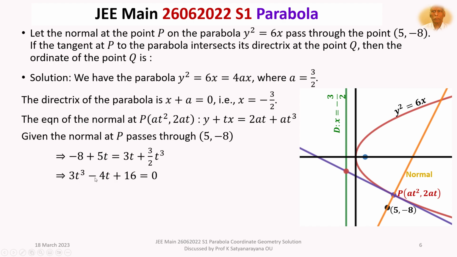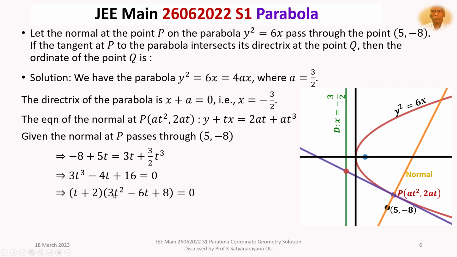And this is minus 4 into minus 2. That is plus 8. 8 plus 16, 24. This is minus 24, cancels. And the remainder is 0. Therefore, t is equal to minus 2 is a root. Therefore, t plus 2 is a factor of it.